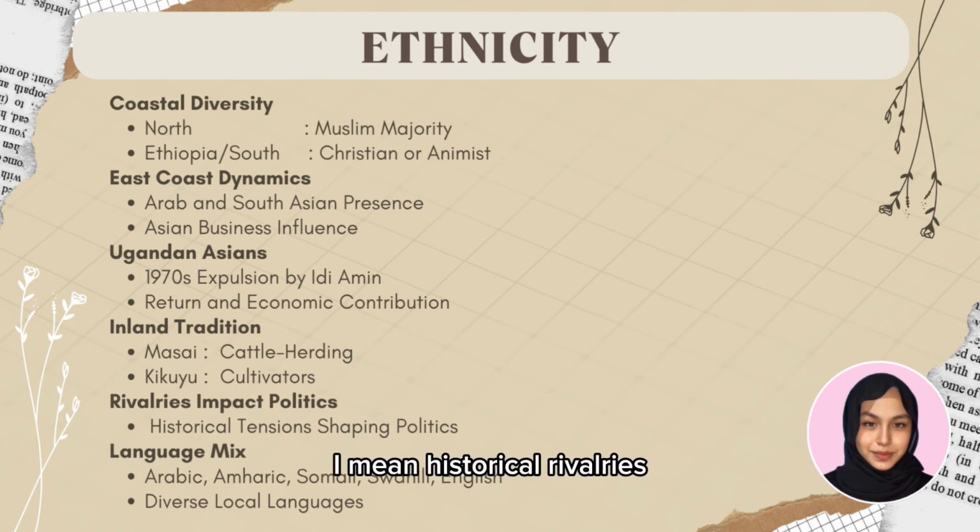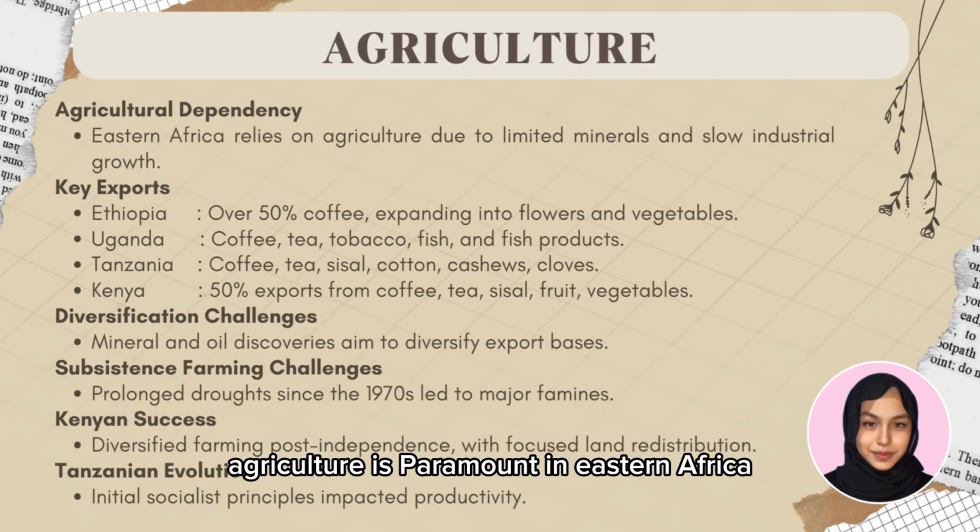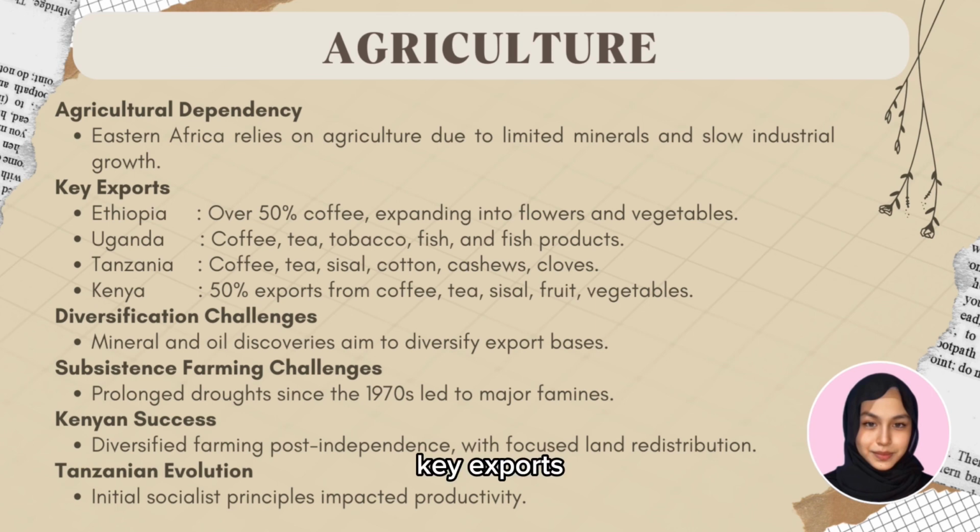Amid historical rivalries and linguistic diversity, inland traditions like Maasai cattle herding and Kikuyu cultivation contribute to the cultural richness of the region. Agriculture is paramount in Eastern Africa, given limited minerals and slow industrial growth. Key exports like coffee and tea face diversification challenges, with over 60% engaged in subsistence farming.